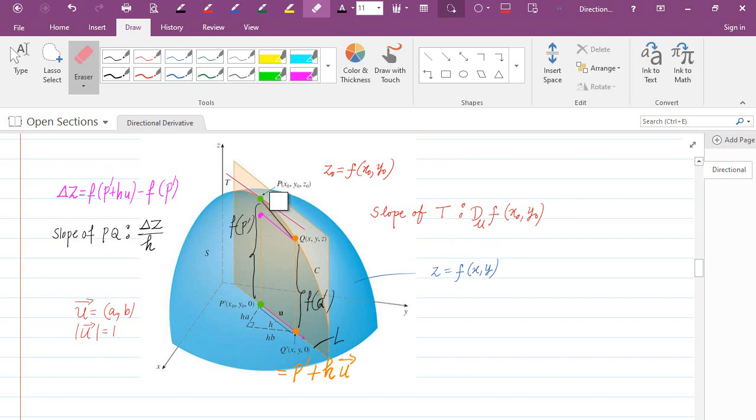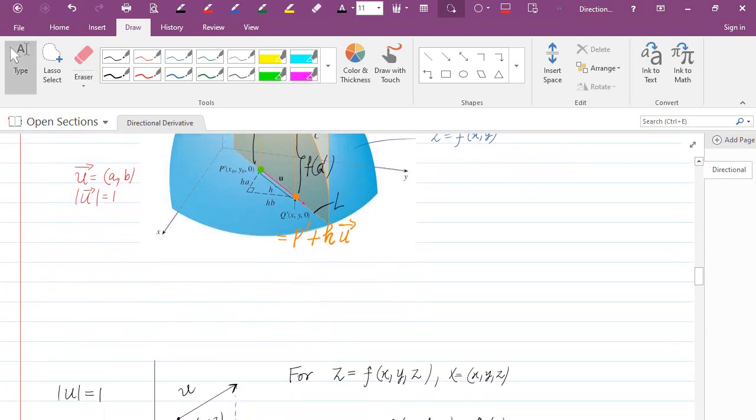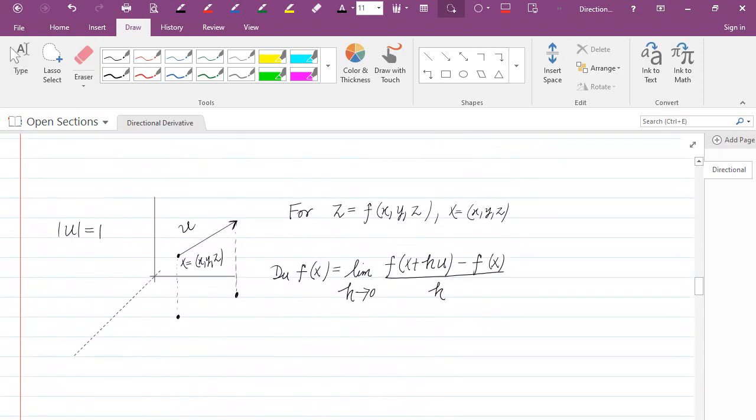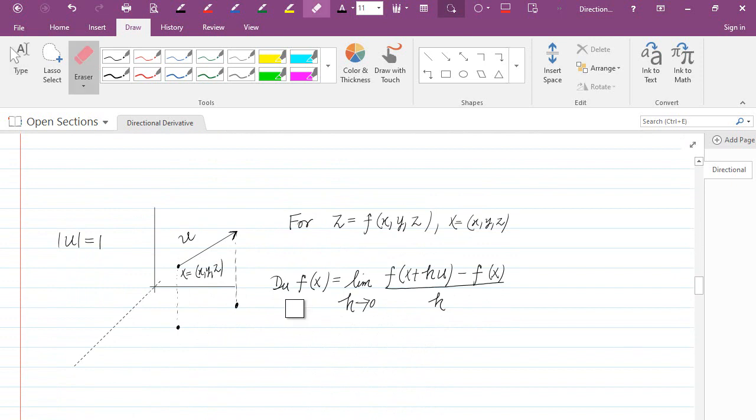Okay, so I hope that made sense. Now, the directional derivative of a function of three variables is defined the same way as we did in the case of two variables.